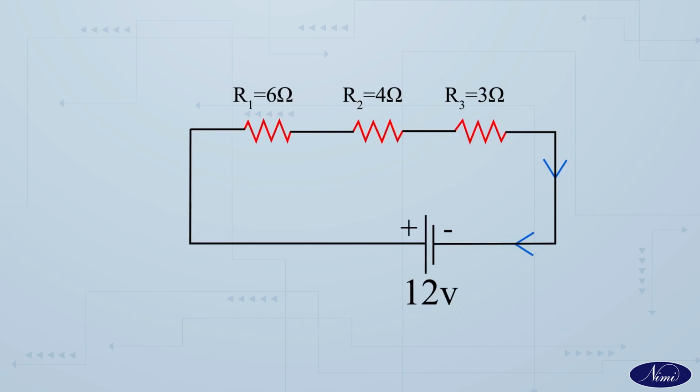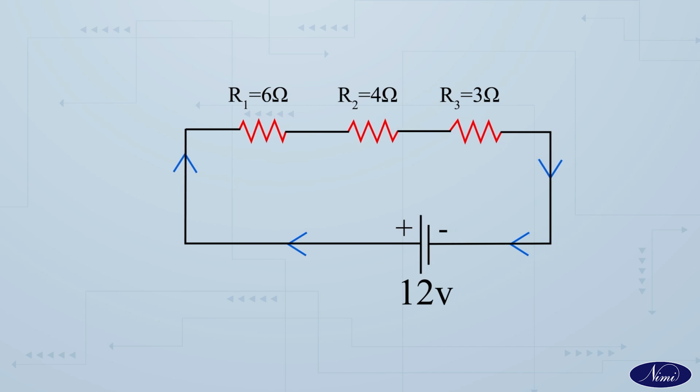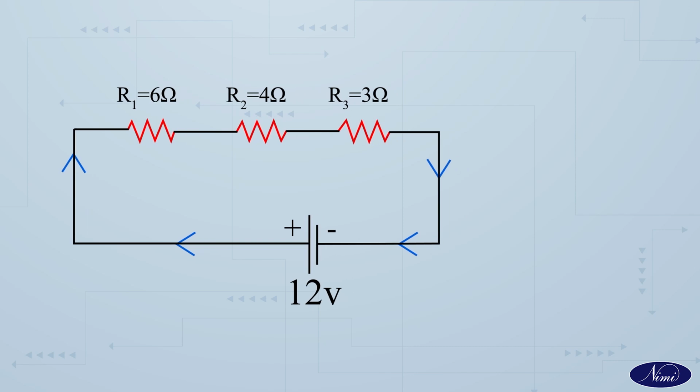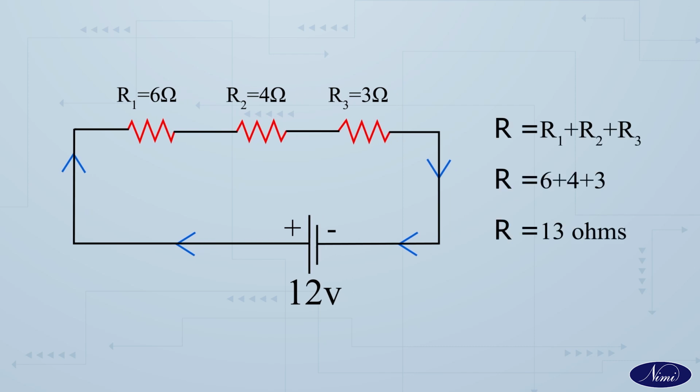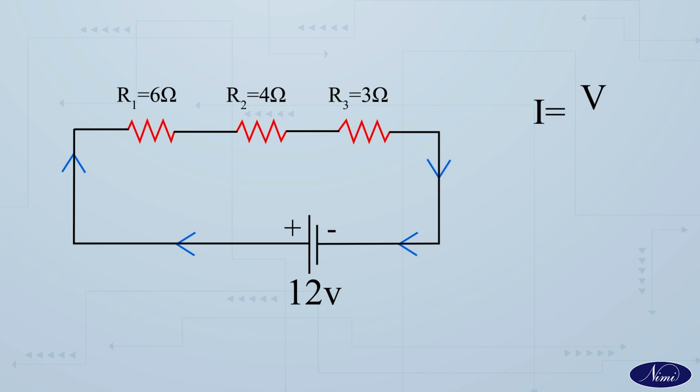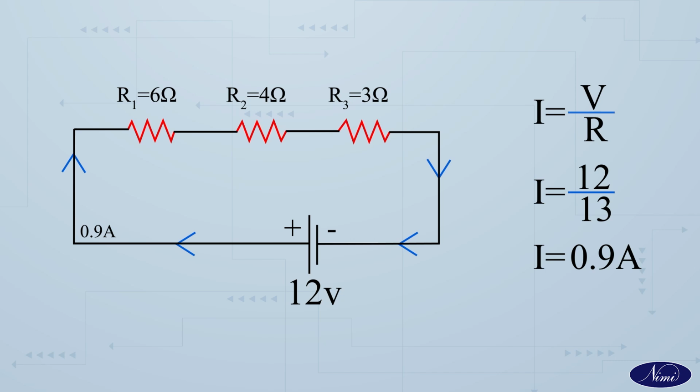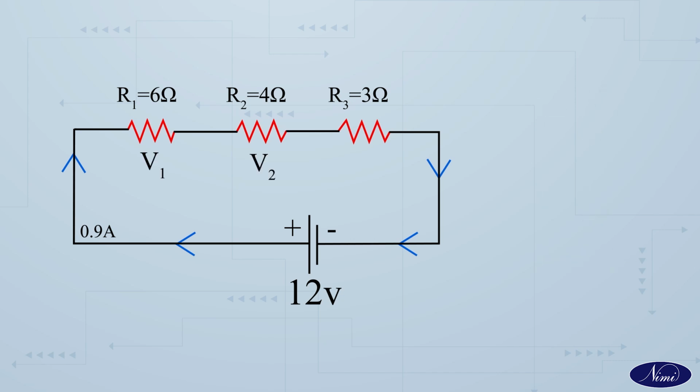Let us add another resistor R3 of 3 ohms to the same circuit in series. Now the total resistance becomes 13 ohms. We got this value by simply adding R1, R2 and R3 due to the series connection. Find the final current by substituting the values in the formula I equal to V upon R. We get I equal to 12 upon 13, that is equal to 0.9 amperes, which is constant throughout the circuit. Let us find the values of V1, V2 and V3 using V equal to IR.